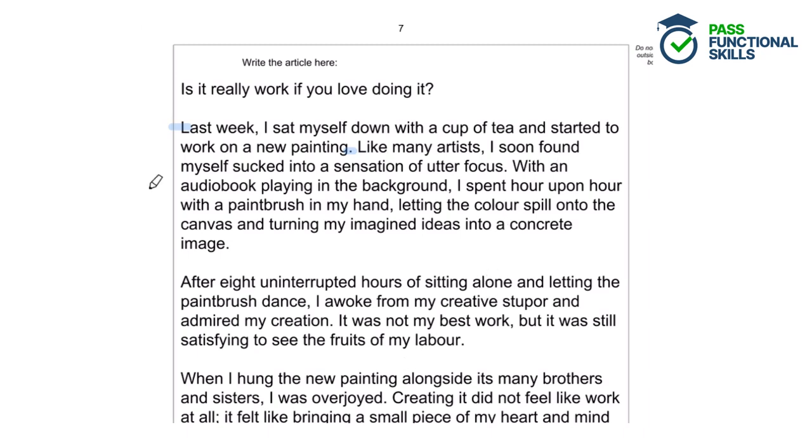So we've got with an audiobook playing in the background, comma, I spent hour upon hour with a paintbrush in my hand, comma, letting the colour spill onto the canvas, and turning my imagined ideas into a concrete image. So different parts of the sentence have been separated with commas to give a bit of breathing space and to separate things out so it's easier to read.